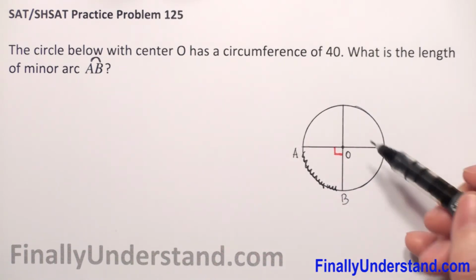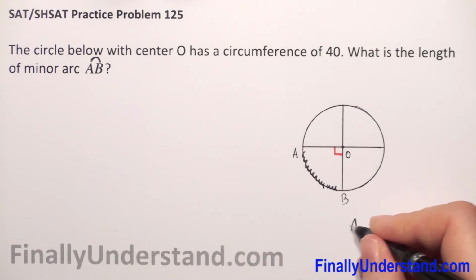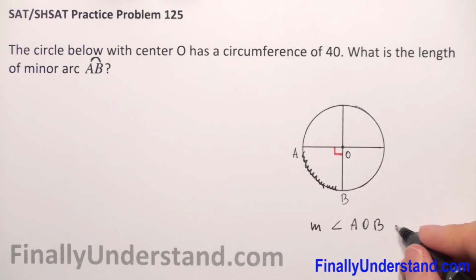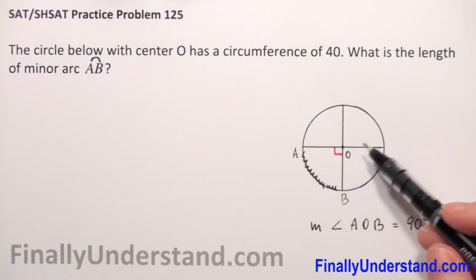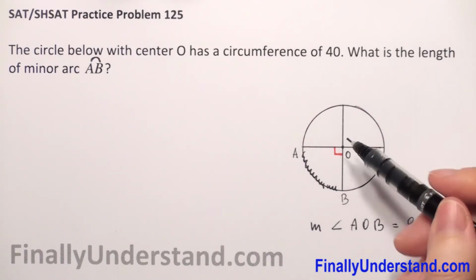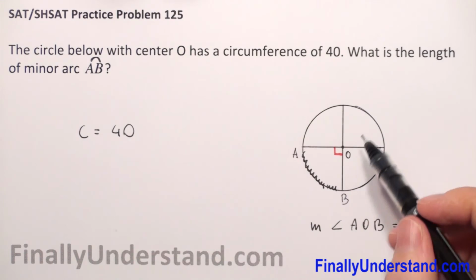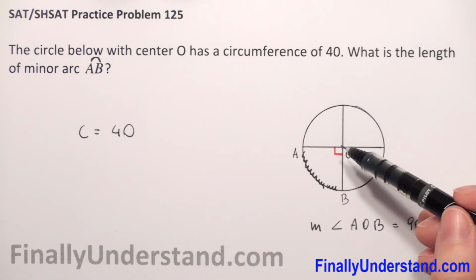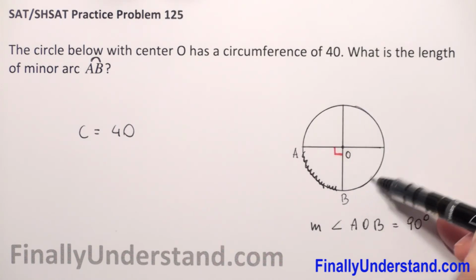What do we see here? That the angle AOB measure of angle AOB is 90 degrees. We see that this circle is divided into 4 equal parts. So, if we are given that the circumference of our circle is 40, circumference is the distance around the circle, and we see that arc AB is like 1/4 of our circle.